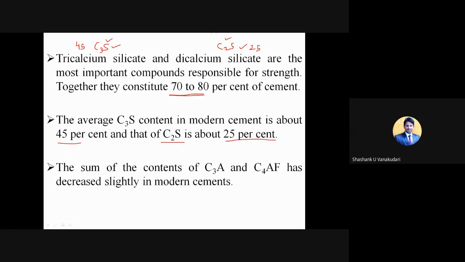And when this percentage has been increased, of course the remaining proportion of the compounds will get decreased. So in that case, they have reduced the tricalcium aluminate and tetracalcium aluminoferrite in the current manufacturing process of cement. I will tell you the reason behind this.